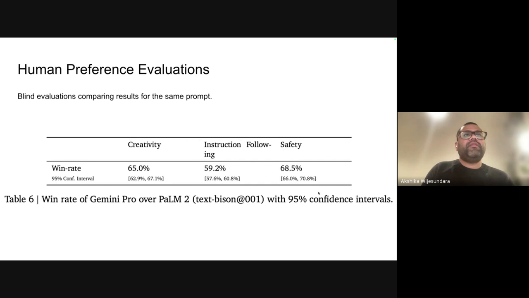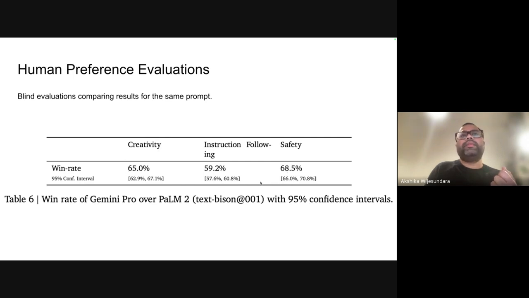So this is another evaluation that they've done. They've used the same prompt and given that to PaLM 2, and the same prompt was given to Gemini Pro. Then the results from the models were evaluated using a blind evaluation, so you wouldn't know which model is giving the result. You wouldn't have any kind of bias. If you know what it is, you tend to have bias, right? So to avoid that, it's a blind study. You compare this for creativity, instruction following, and safety.